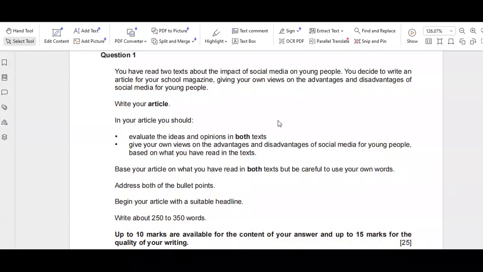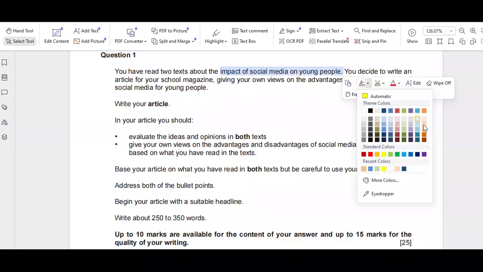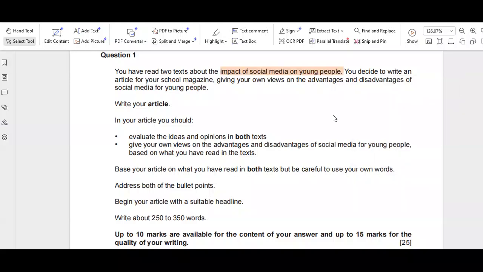Number 1, the phrase impact of social media on young people. Let's highlight it. That means you are going to write an article based on the impact of social media only on young people. We are not going to discuss anything from the commercial advantages or disadvantages. We are not going to discuss any other thing, only from the perspective of young people.